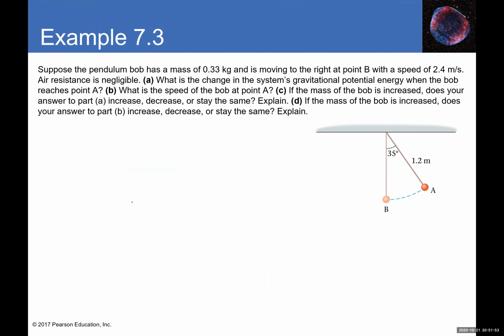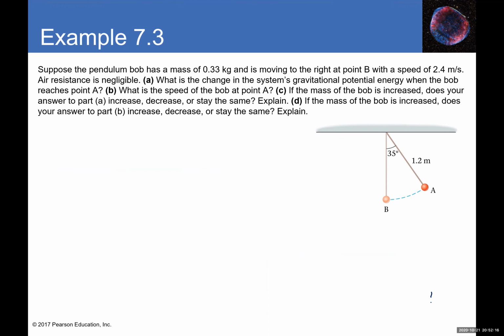Here's another example. Suppose a pendulum bob. Think of a string with some mass attached to the end, and we call that mass the pendulum bob. Suppose the pendulum bob has a mass of 0.33 kilogram and is moving to the right at point B.